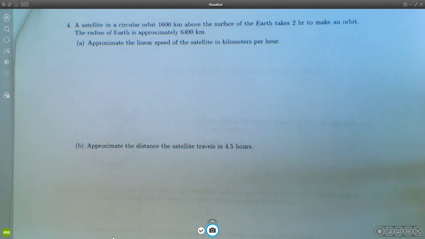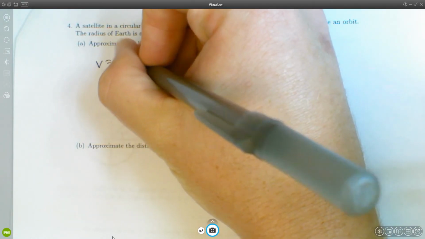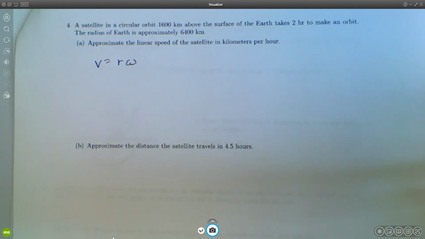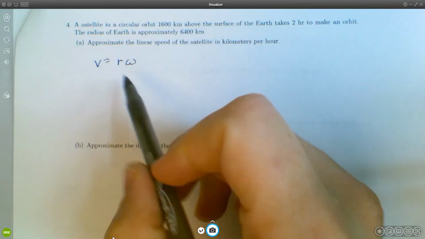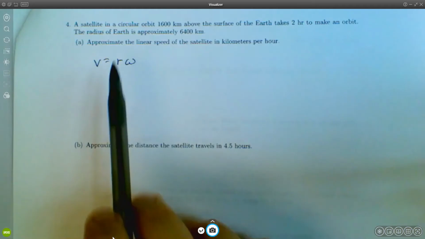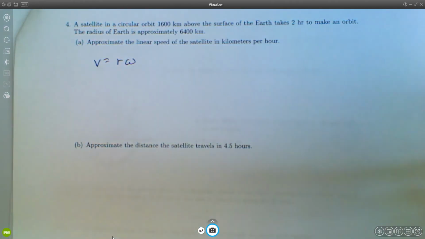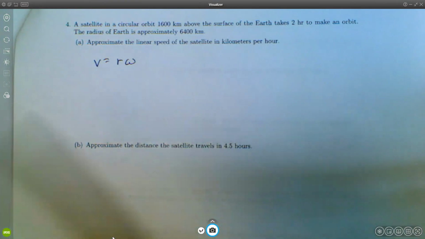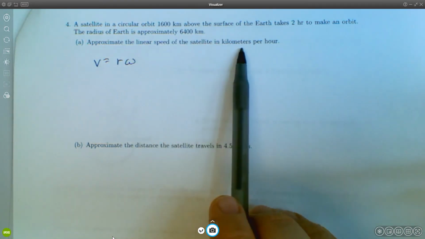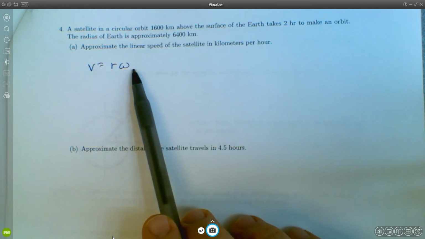The linear speed. Okay, so the linear speed, again, this is r times omega. But in order for this to work, we need omega to be in radians. We need theta to be in radians. So we need omega to be in radians per... In this case, we want the speed of the satellite in kilometers per hour. So we want omega to be in radians per hour.